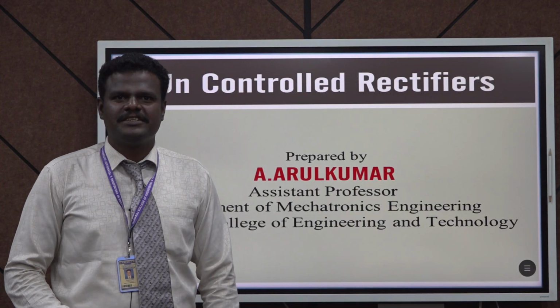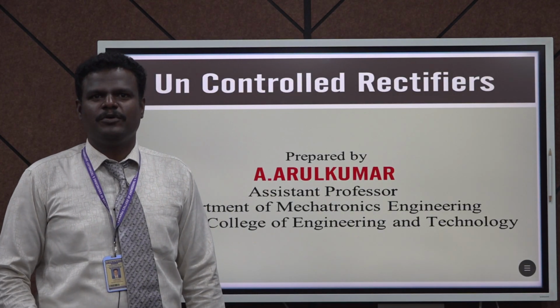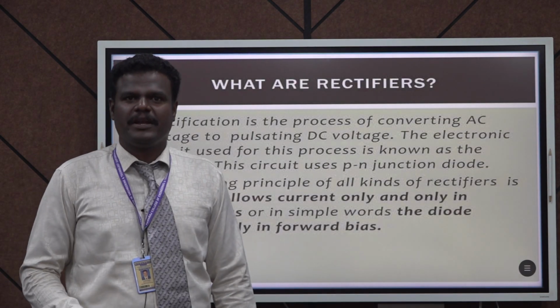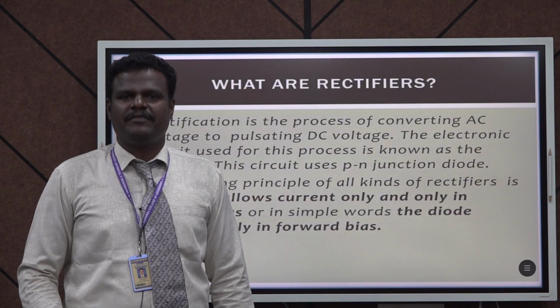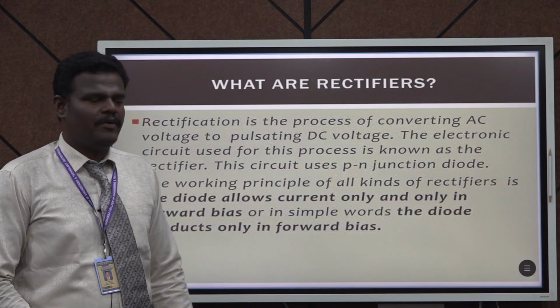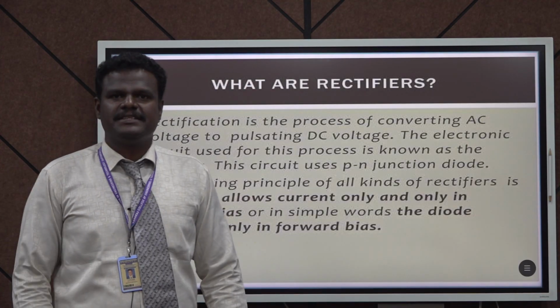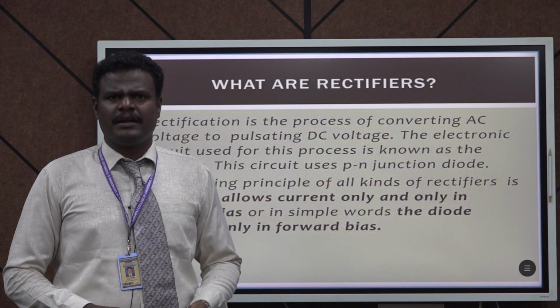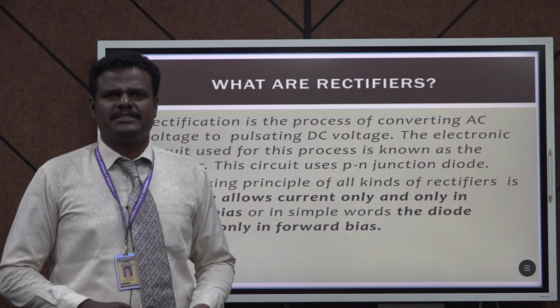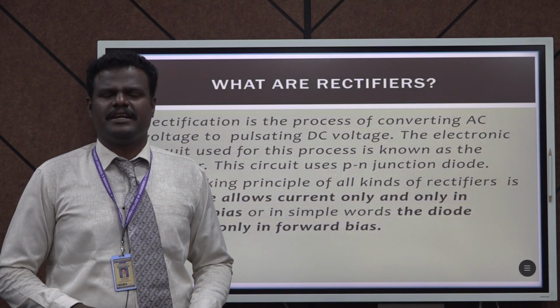In this video lecture, we are going to discuss uncontrolled rectifiers. The structure of the presentation is: what is meant by a rectifier, the working principle of a rectifier, the types of rectifiers, and then the performance comparison of rectifiers. What is meant by rectifiers? A rectifier is a device which converts alternating current into direct current. That means AC quantity into DC quantity. That process of converting AC into DC is called rectification.